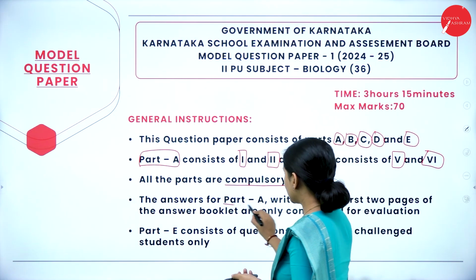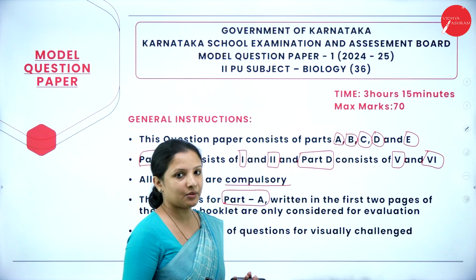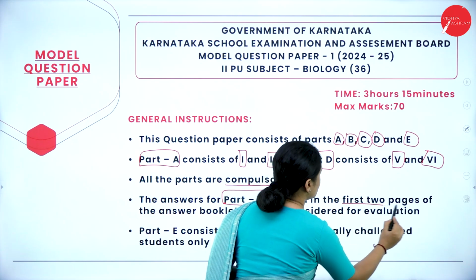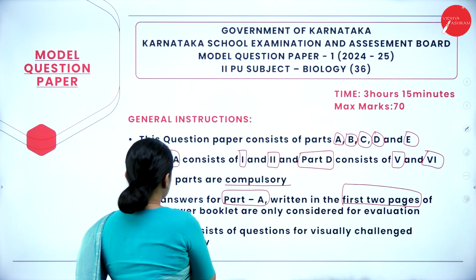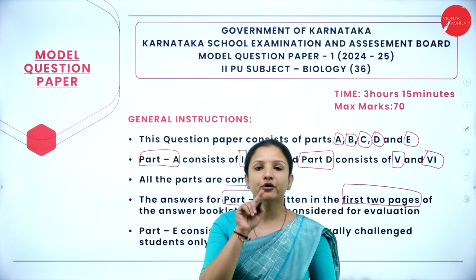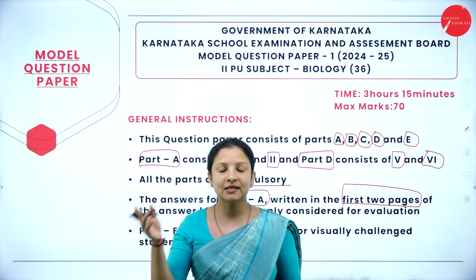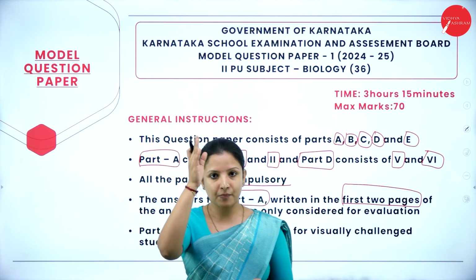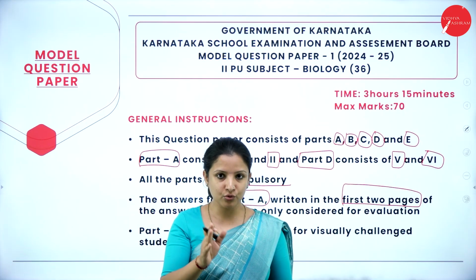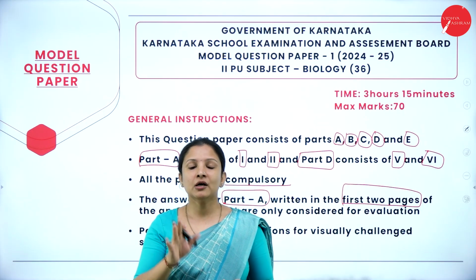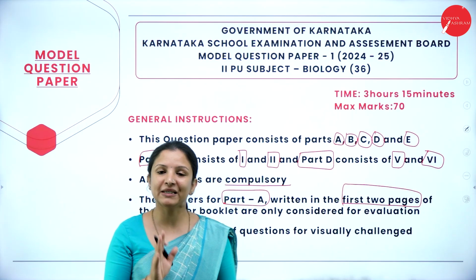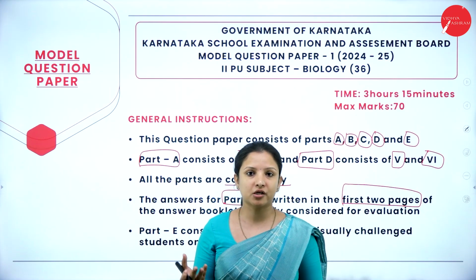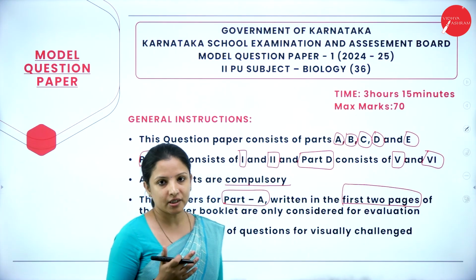And for the answers for part A, you have to keep this in mind because it was introduced this year. Part A should be written in the first 2 pages of the answer booklet. You can't skip it, or strike it out and write it somewhere else. That will be considered invalid. It will not be corrected. Whatever you write as the answers for part A, that is main 1 and main 2, in the first 2 pages of the answer booklet, only that will be considered for correction. So please keep that in mind, because earlier there was an option where you could write it anywhere and the correction would be done, but that is not how it is for 2025.